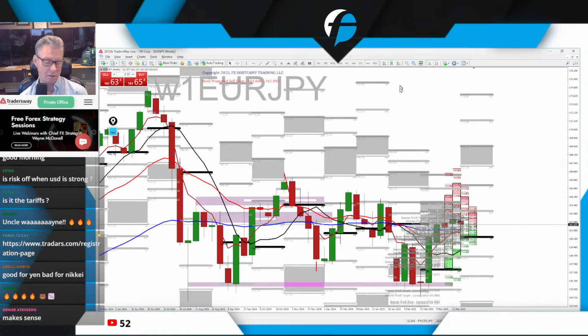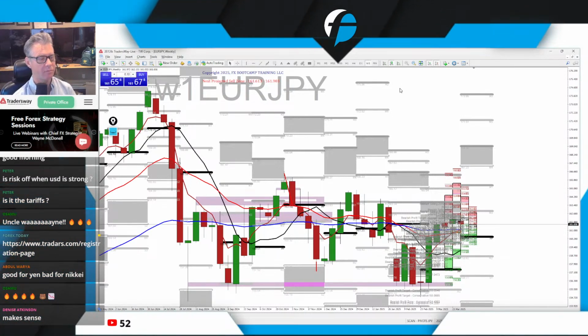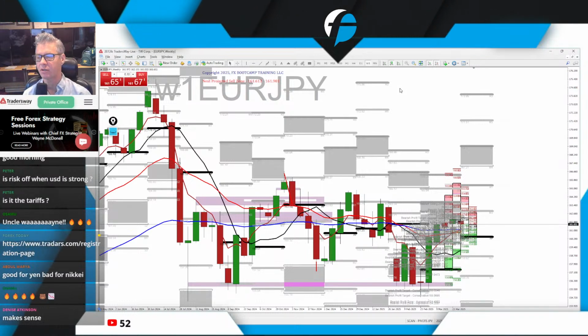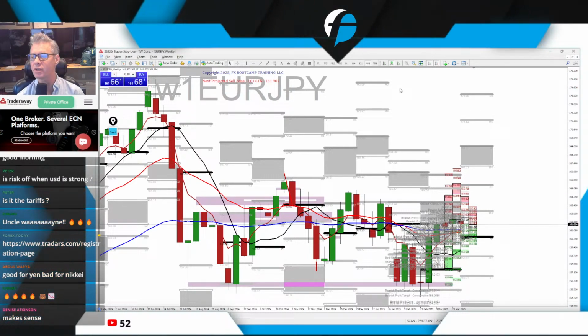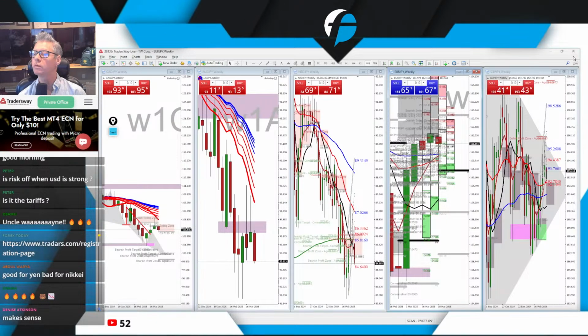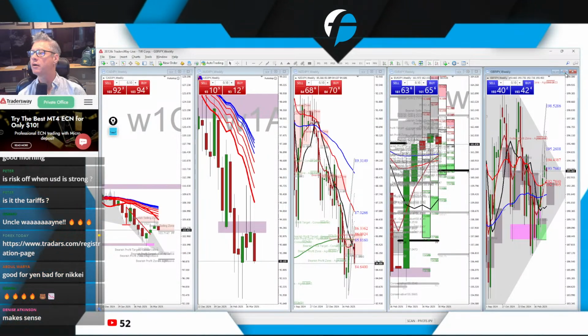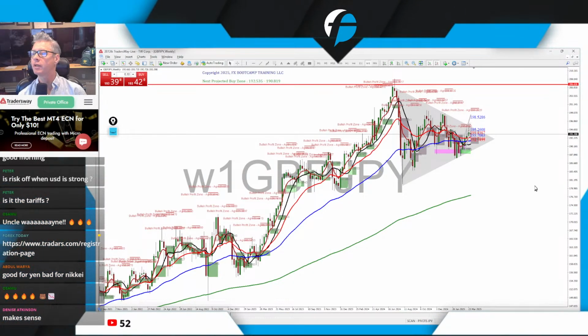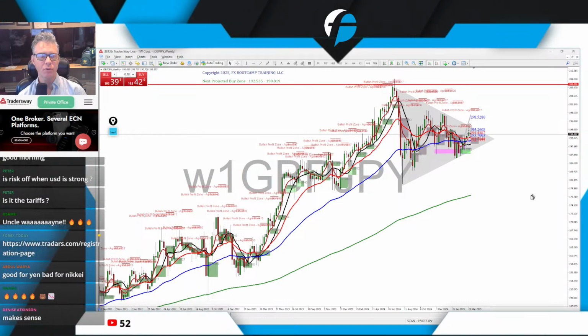So I might sell CAD yen. I might sell Aussie yen. I might sell Kiwi yen. I'm not going to sell Euro yen. Good to know, for sure. And look at this one, non-directional.